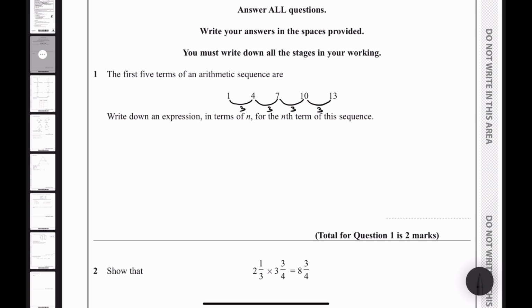So there's an easiest method to write down the expression for this arithmetic sequence. You'll write this 3 as 3n. And think of a number that you will add to 3 so you will get the first term. It could be addition, it could be subtraction. So it will be minus 2. We subtract 2 from 3, so we'll get 1. So the expression will be 3n minus 2. There you go. So that's your answer.